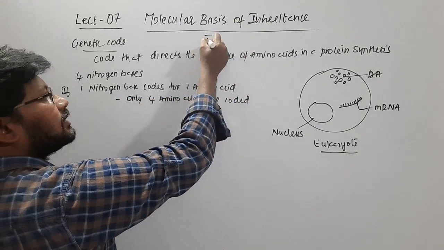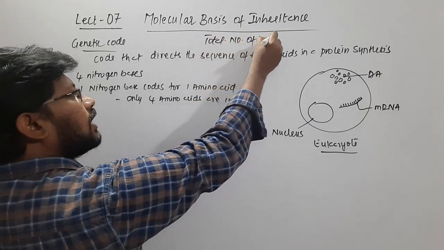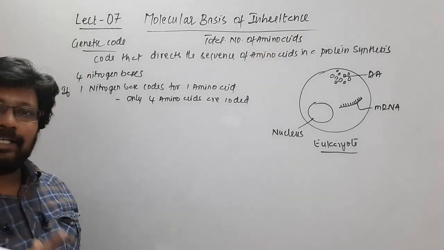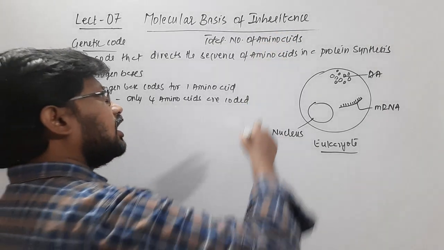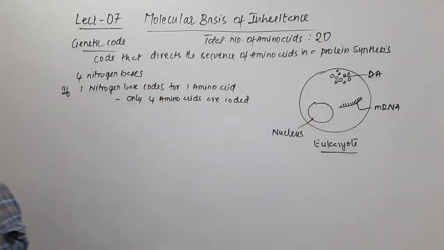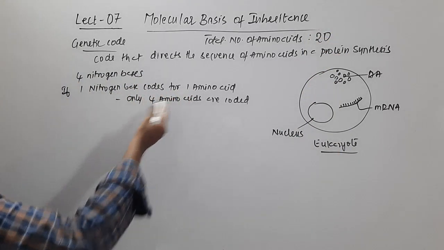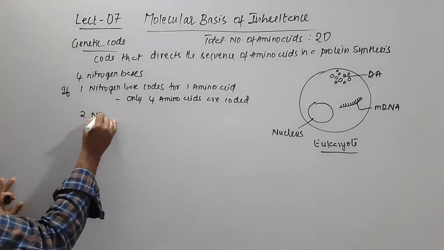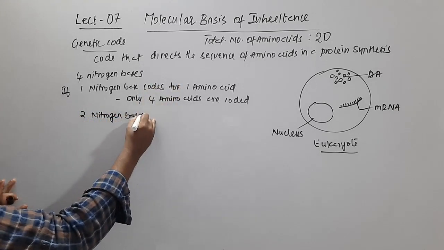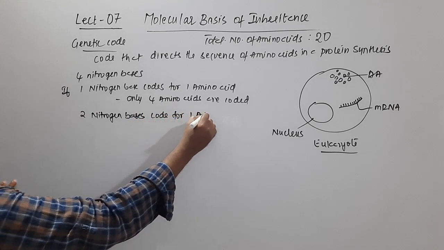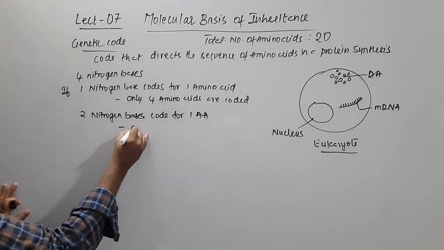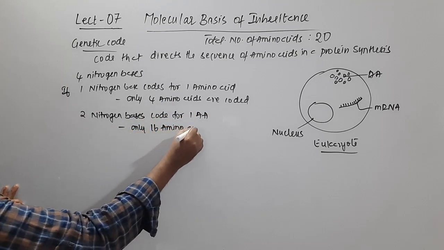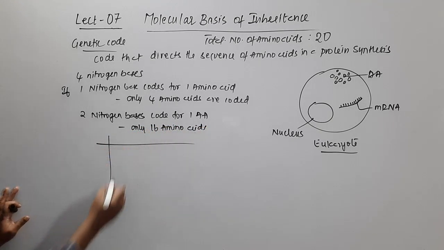The total number of amino acids used to synthesize polypeptide chains is 20. If one nitrogen base codes for one amino acid, then it can code for only 4 amino acids. And suppose 2 nitrogen bases code for one amino acid, then it can code for only 16 amino acids.